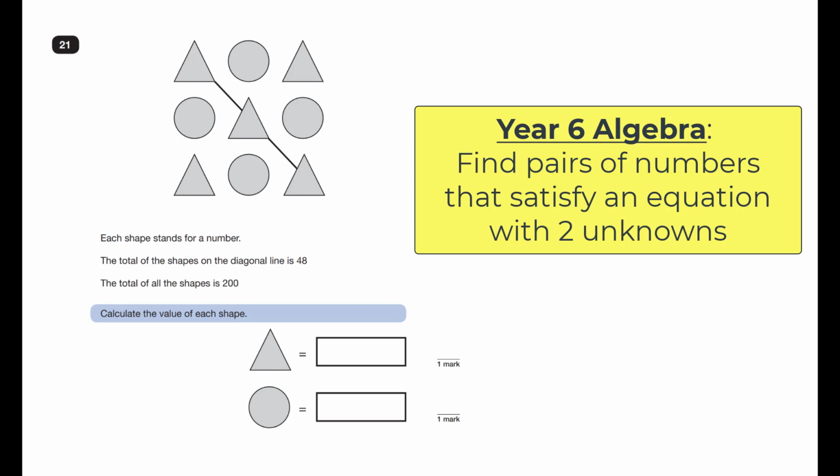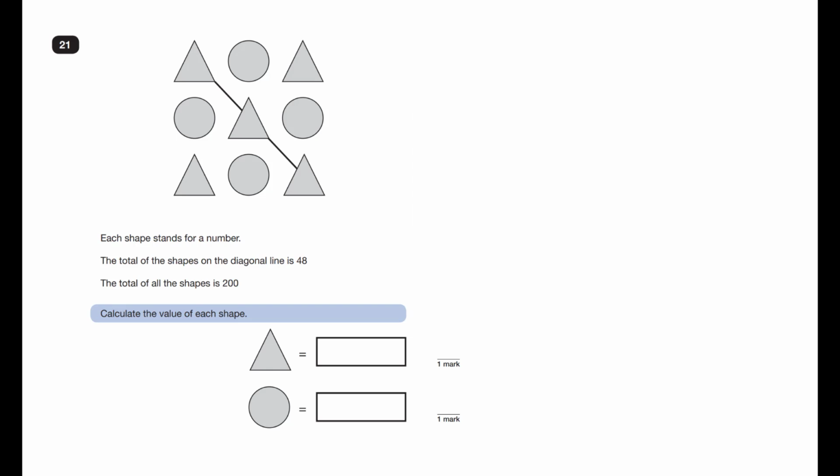So each shape stands for a number, and the total of the shapes on the diagonal line is 48. The total of all shapes is 200. Calculate the value of each shape. So we need to find out what the triangles are worth, and we need to find out what the circles are worth. Okay, and we have lots of clues.